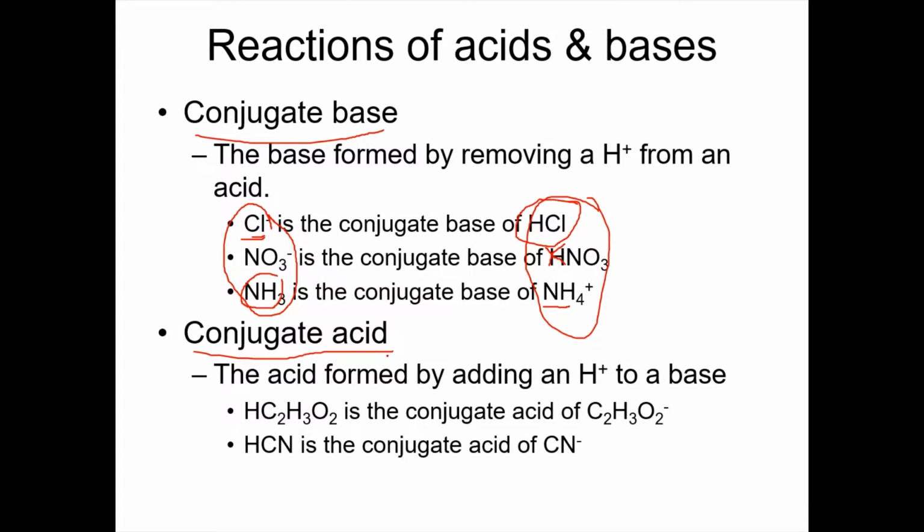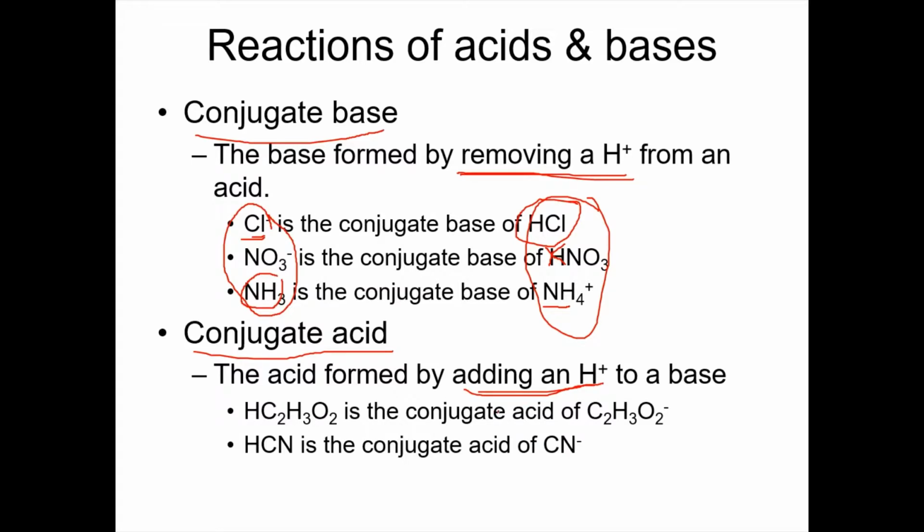The conjugate acid is the acid formed by adding a hydrogen to a base. All right, so this is the acid we're going to form when a base does what it does, which is pick up a hydrogen ion, right? Remember that acids are hydrogen ion donors, so you get the conjugate base when an acid does what an acid does, which is remove a hydrogen ion from itself.